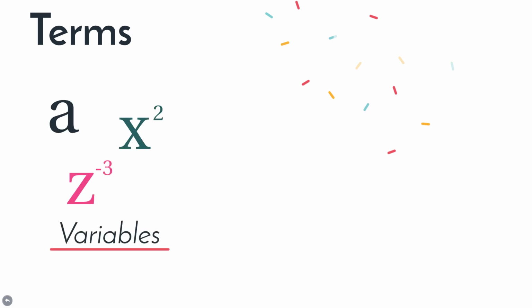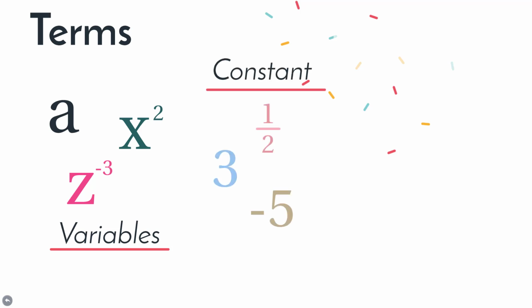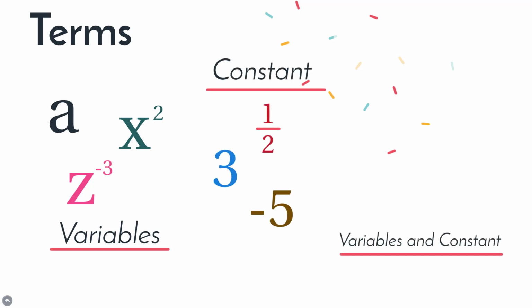As I have explained before, a term can be a variable, a constant, or a variable multiplied by a constant. Each term in an algebraic expression is separated by a plus or minus sign, or parenthesis.